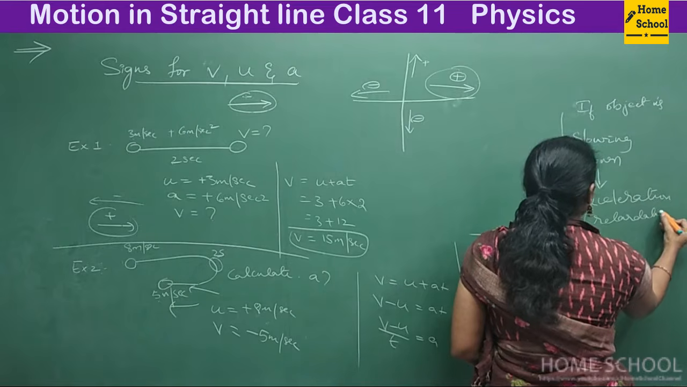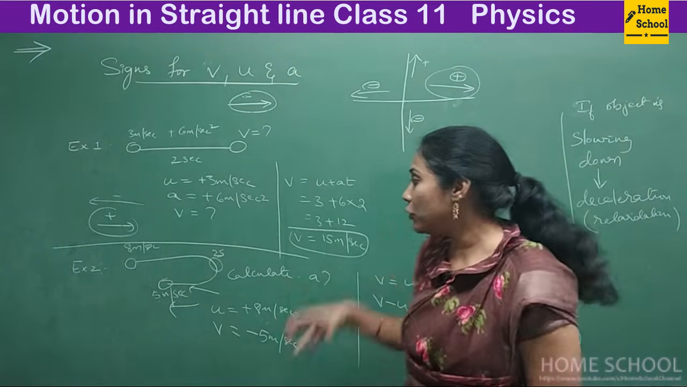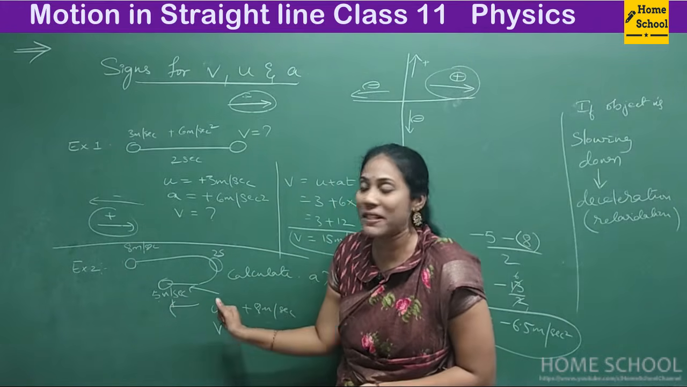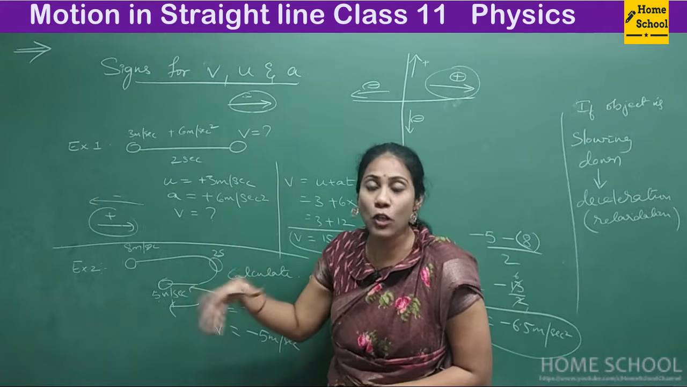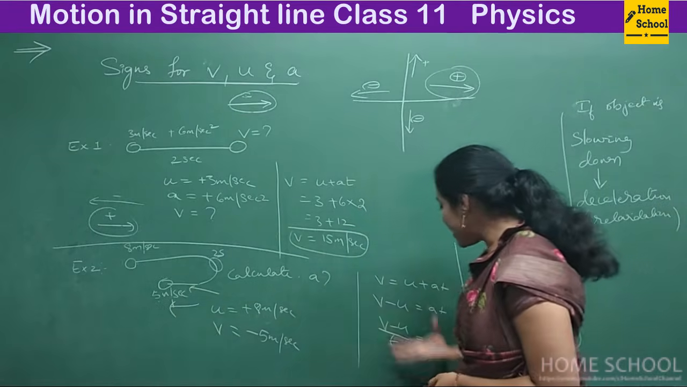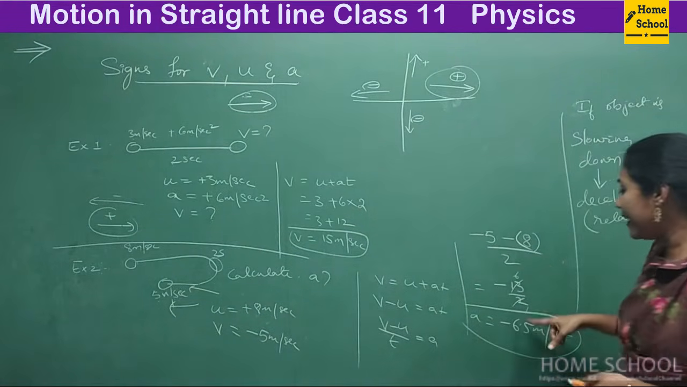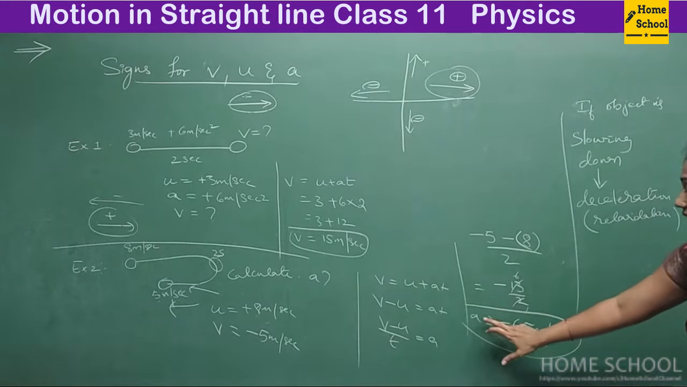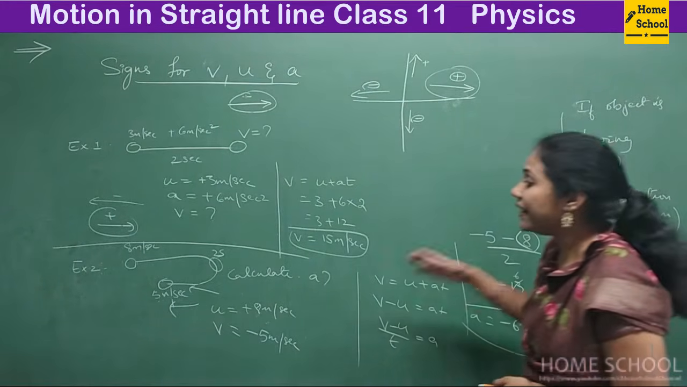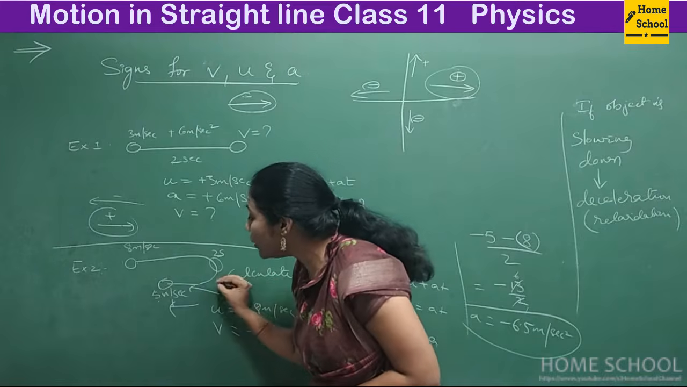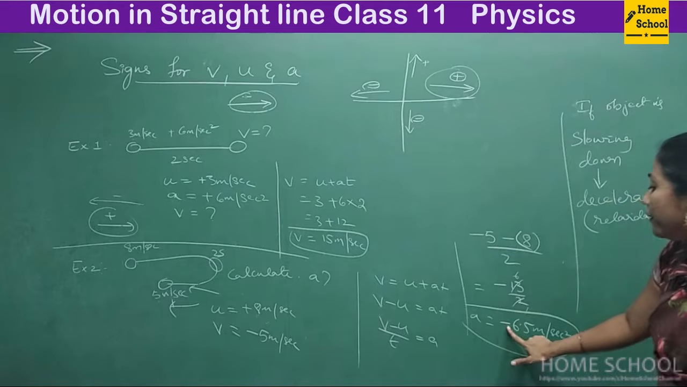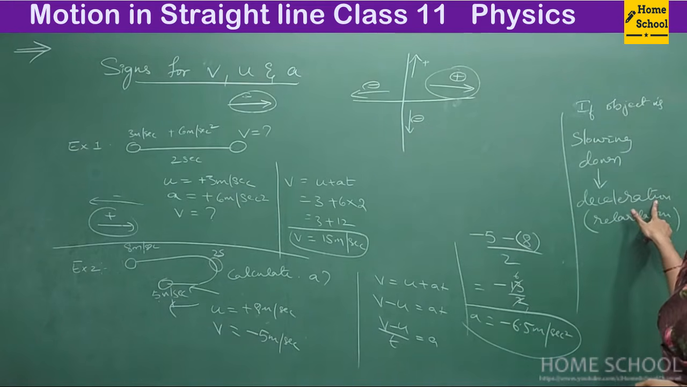Okay, so what is retardation? If the object is slowing down, you can observe this initial velocity 8 meters per second, but the final velocity 5 meters per second. That means the speed is getting slow. Okay, so acceleration is negative, but it doesn't mean that if the acceleration is negative, it is called deceleration. No. Okay, so negative acceleration, this negative sign indicates that the object took a U-turn and it is moving in the opposite direction. Okay, so negative sign for acceleration doesn't mean deceleration.